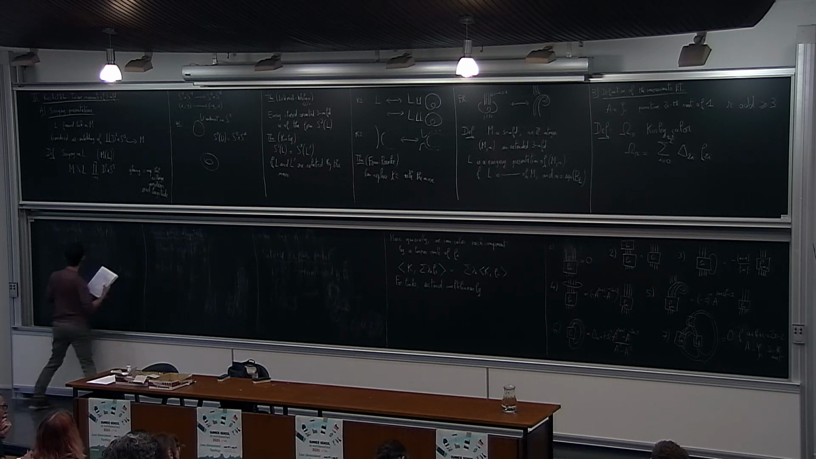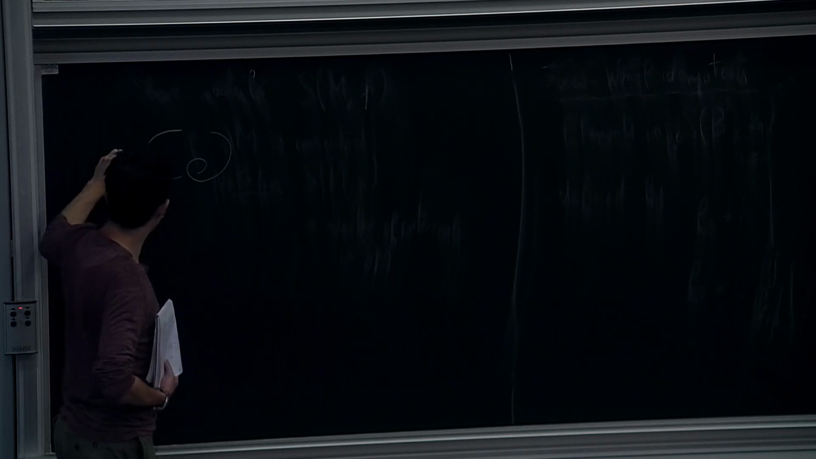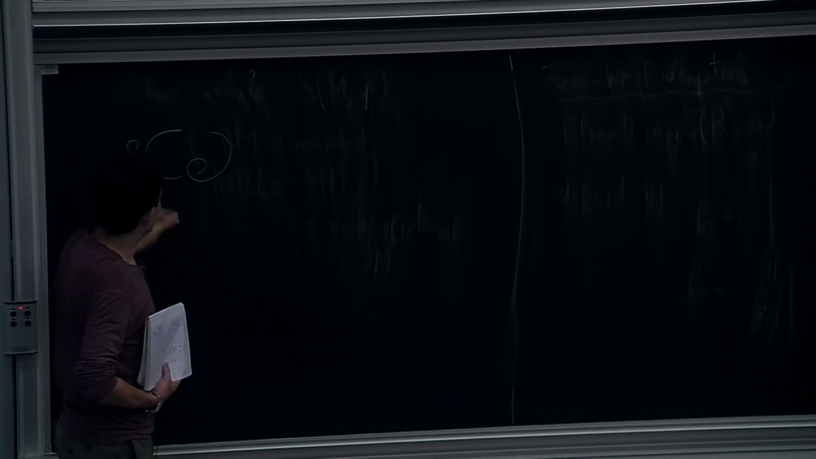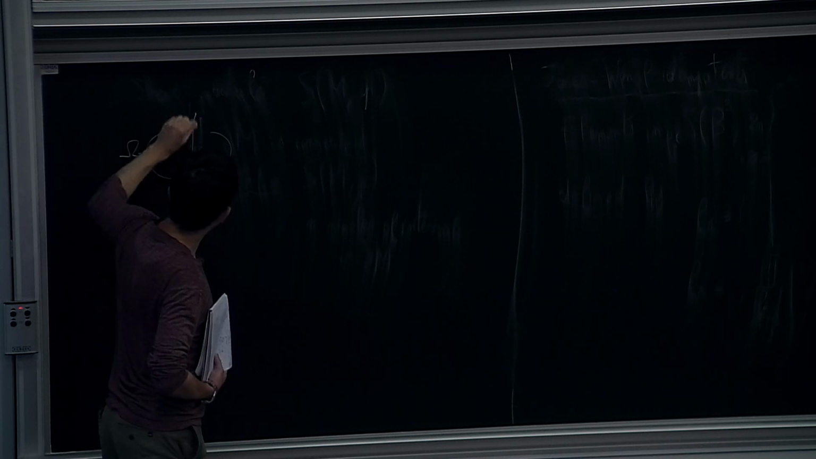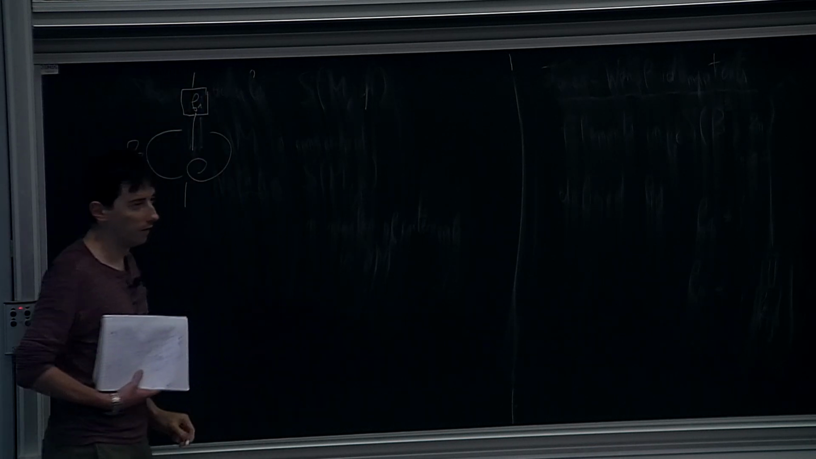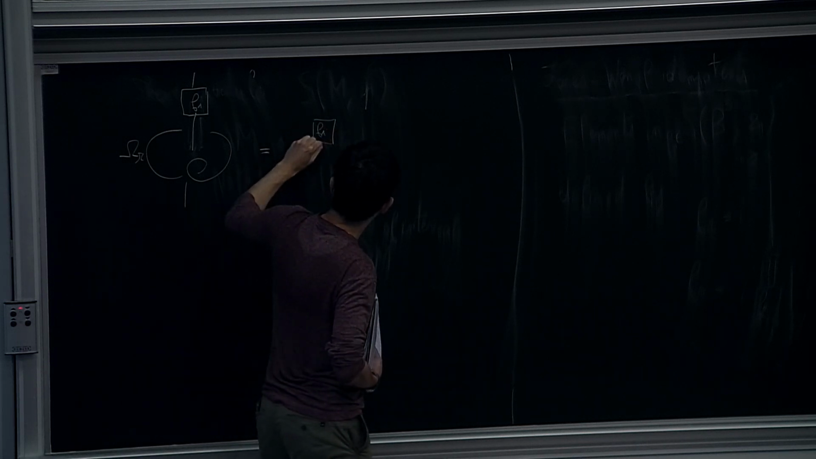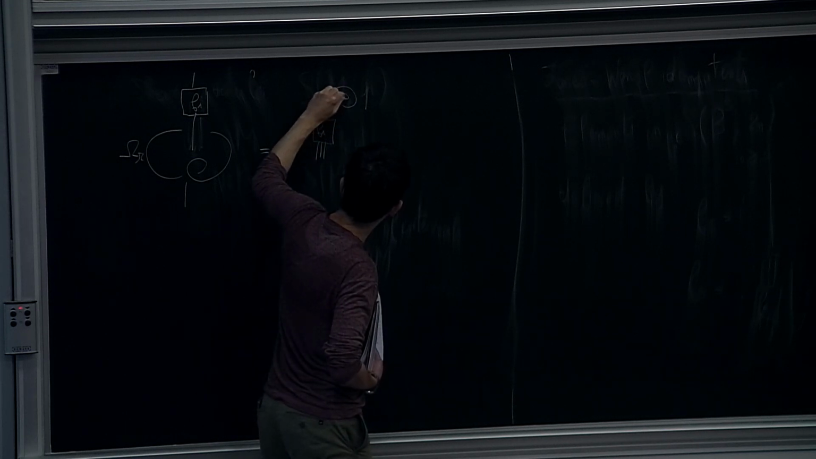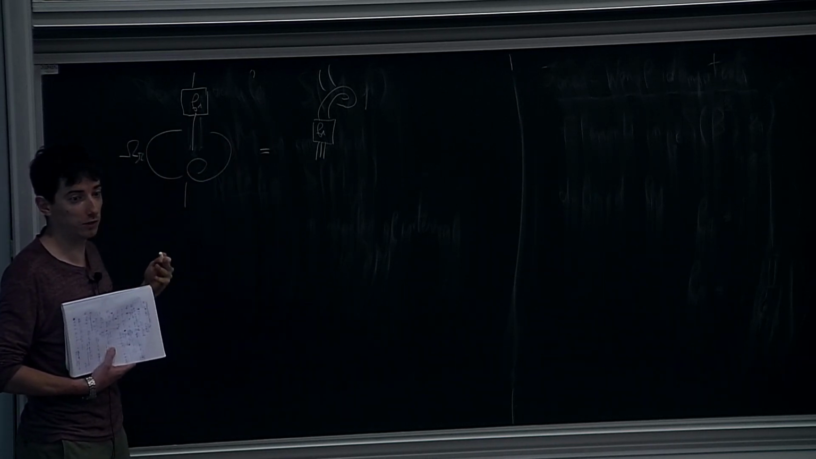So why am I defining this? When I define this Kirby color, I have the following property, which is that whenever I take an unknot with framing minus 1, colored by omega r, and here I put a strand colored by the f-th Jones-Wenzl idempotent, I will get that this thing is the same as the Jones-Wenzl idempotent with a full twist. Okay, so this thing looks exactly like the Fenn-Rourke move.